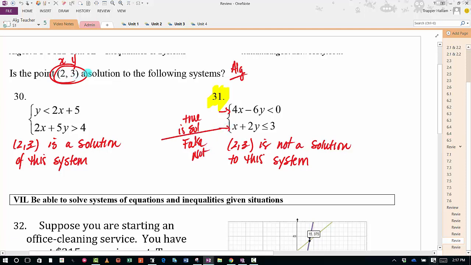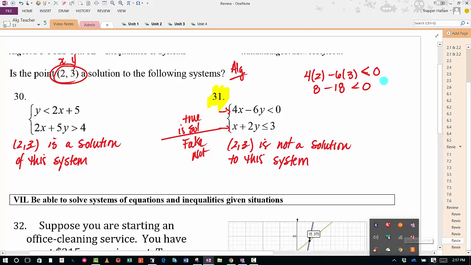So let's go ahead and plug in 2 and 3. For the first equation, I'll write it up here. So 4, I'm going to use 2 for my x-coordinate, 2, minus 6 times 3, which is my y-coordinate, and that's got to be less than 0. So 4 times 2 is 8, -6 times 3 is -18. I don't need to go any farther because I know that's going to make a negative number, and I know that's less than 0, so we're true on the first one.